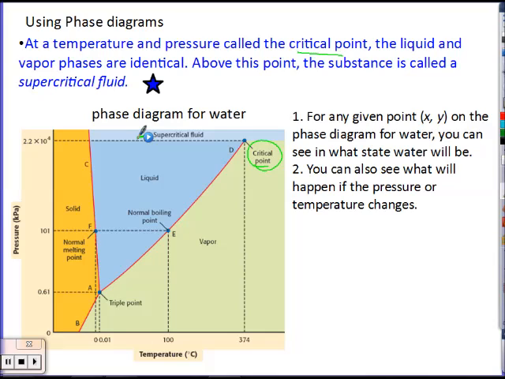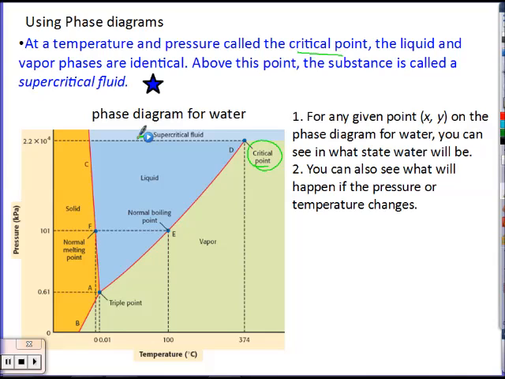It can be used for a lot of new technology, and decaffeinating coffee is one use of supercritical fluids. Instead of using water, they use carbon dioxide as a supercritical fluid. And I'll let you guys look into that a little more, but it's a very interesting phase that you can get to when you have a high enough temperature and pressure.